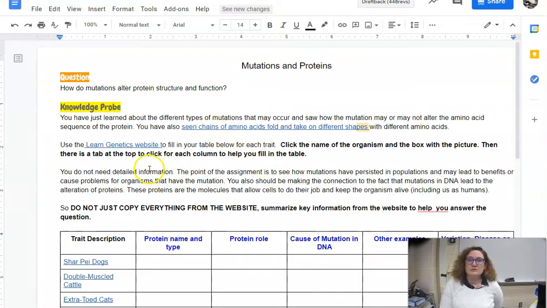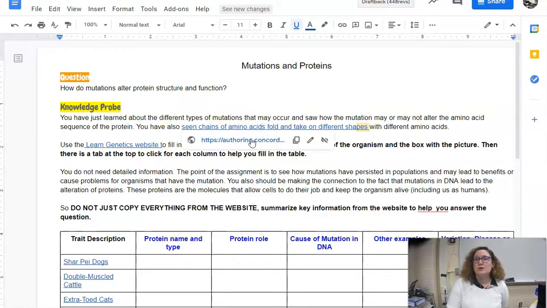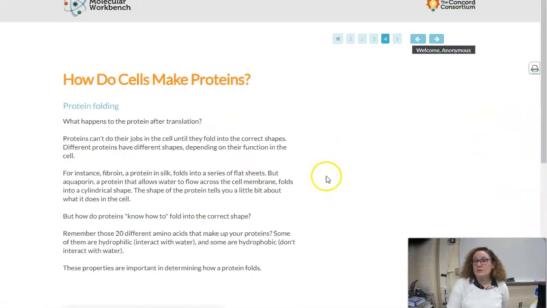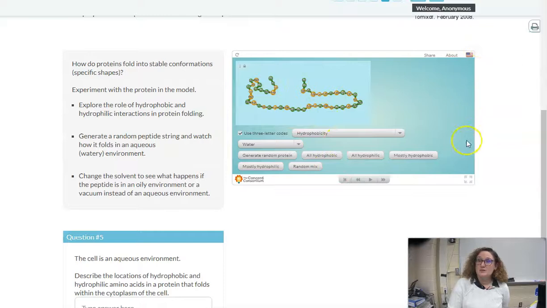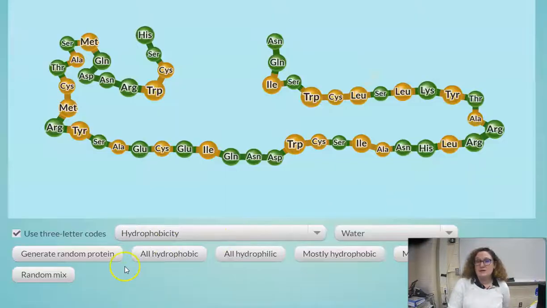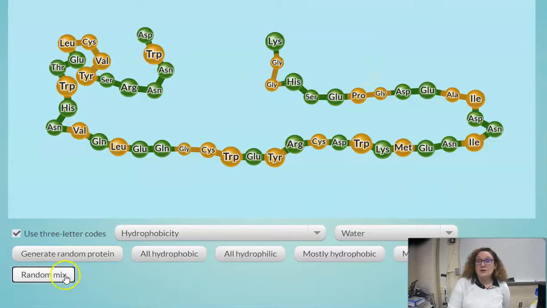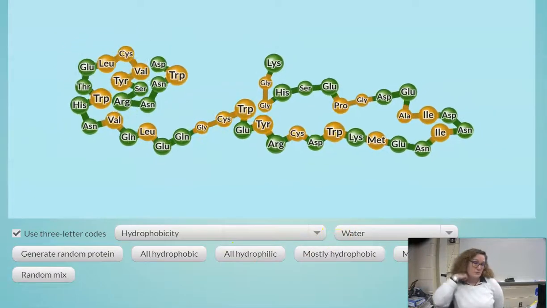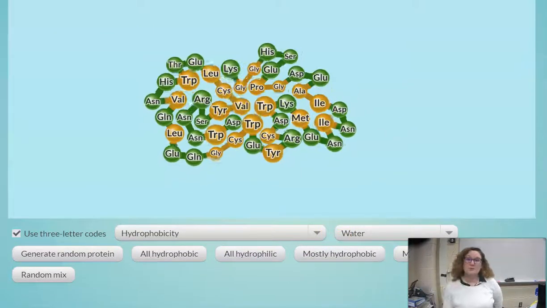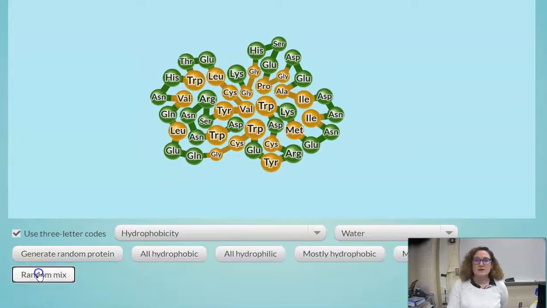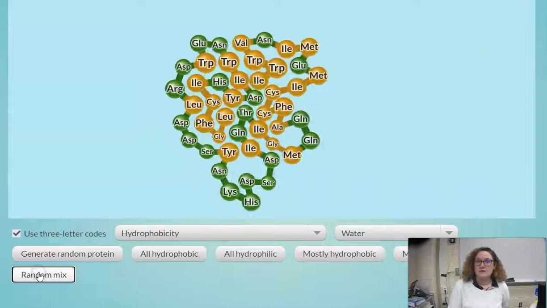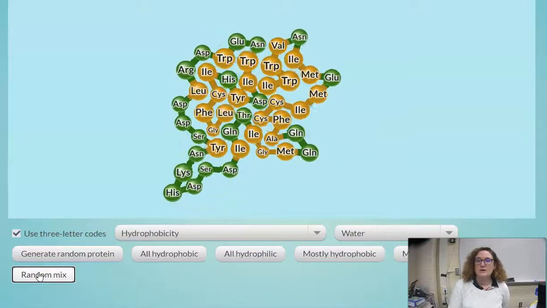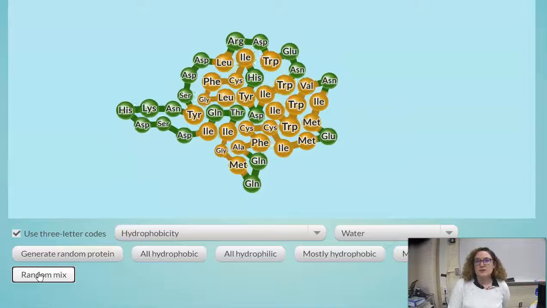What you're going to do is use this Learn Genetics website where we've seen these differences in different proteins. So when we did this activity with the simulation, you saw that you could make mutations in the protein, and it depended on how that protein looked. This is an example of one protein, and it takes on a shape. If I do a different random mix, I can change the shape again. And then I can change it a little bit more. So this one's getting a little bit more stringy.